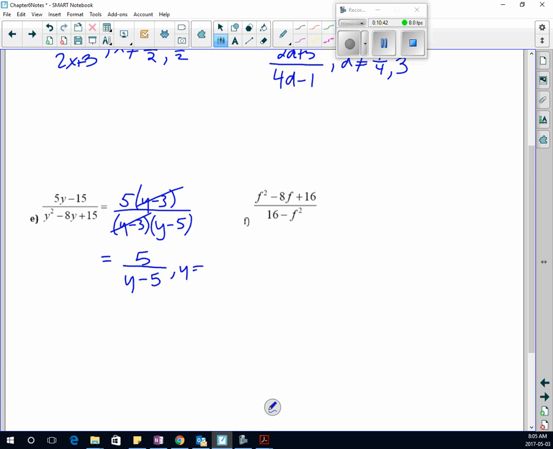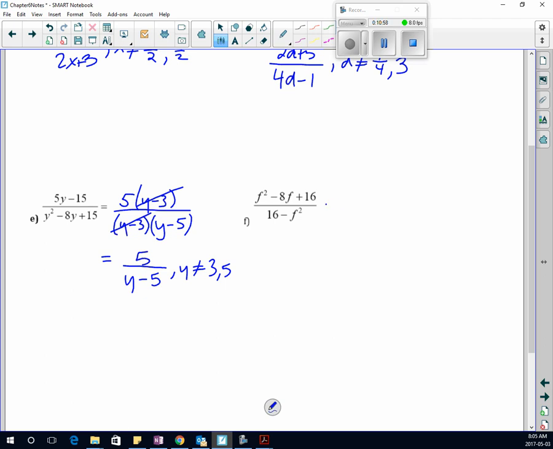Again, y cannot equal both factors, 3 and 5. Again, watch. Although you're very tempted to cancel those 5s, you cannot do that because y minus 5 is attached together. It will only cancel with another y minus 5.